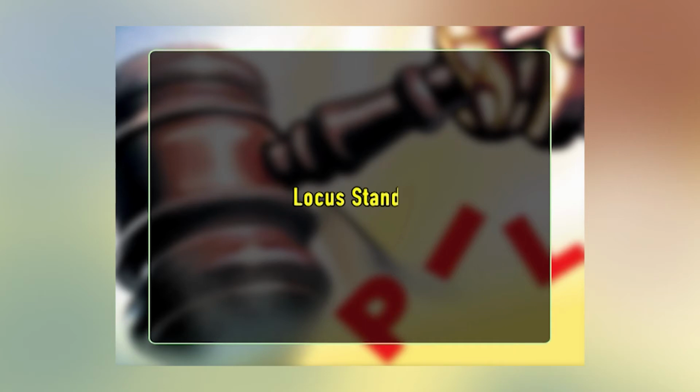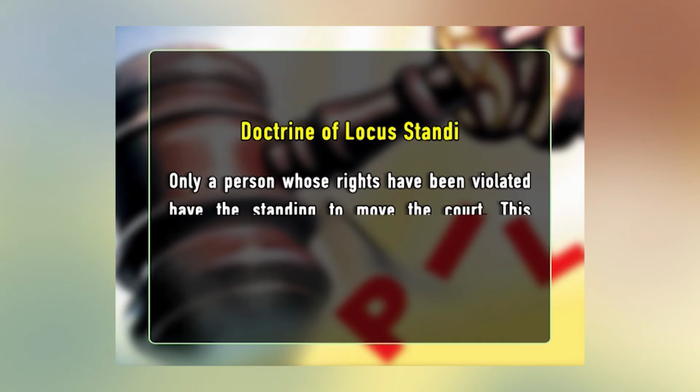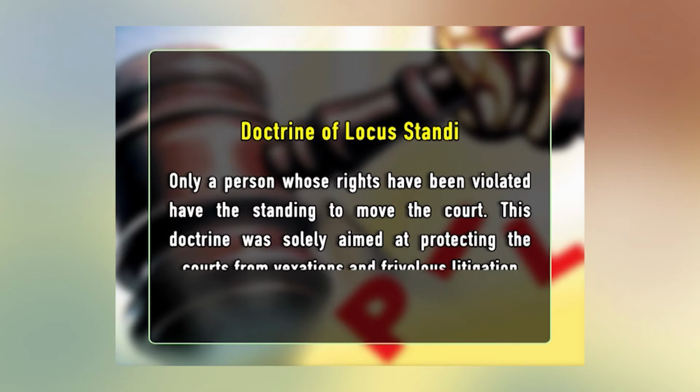Dear students, now let's discuss locus standi. For enforcement of any legal right, the traditional rule is that the right to move to court is available to the person whose right is infringed, or in other words, it is only the person wronged who has the right to move to the court for its redress. This principle is known as the doctrine of locus standi, which means that only a person whose rights have been violated has the standing to move to the court. This doctrine was solely aimed at protecting the courts from vexatious and frivolous litigation.